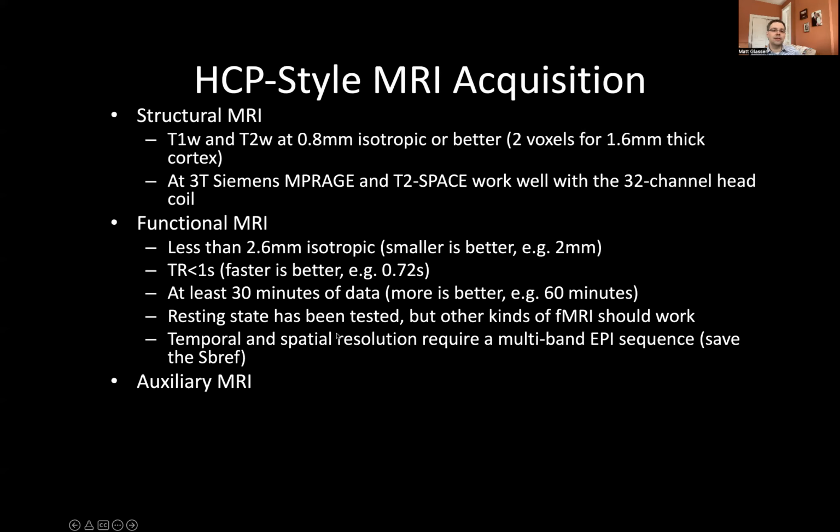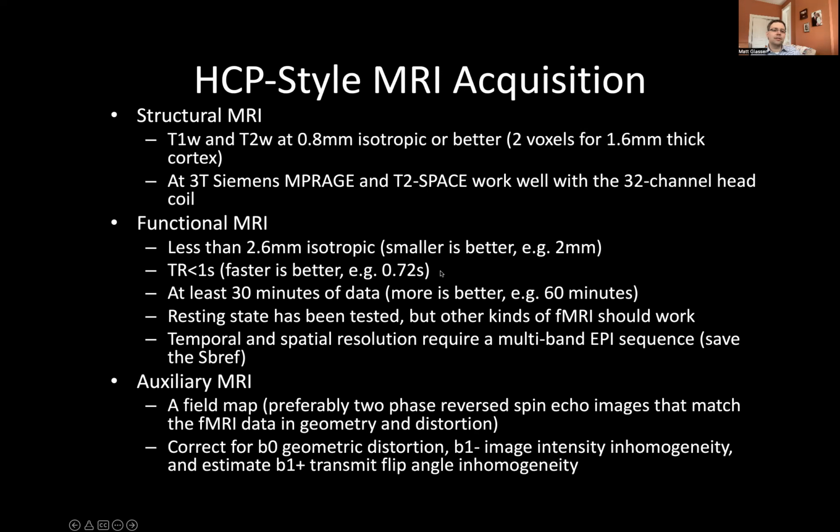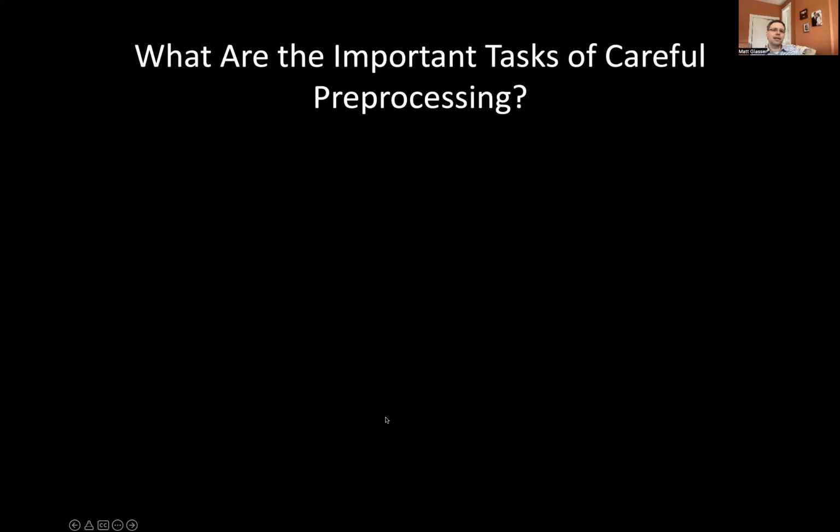Remember to save the single band reference image, auxiliary images to get at the same time, some kind of a field map, and we prefer 2 phase reverse spin echo images that match the fMRI data in terms of their geometry and distortion. We can use these to correct for B0 distortion, B1 image intensity and homogeneity, or even estimate B1 plus transmit field and homogeneity. And all of the analyses I'm going to talk about today require just these 4 images. And one thing we've learned more recently is it really helps to use Siemens pre-scan normalize or the equivalent on all of these. So we would recommend that.